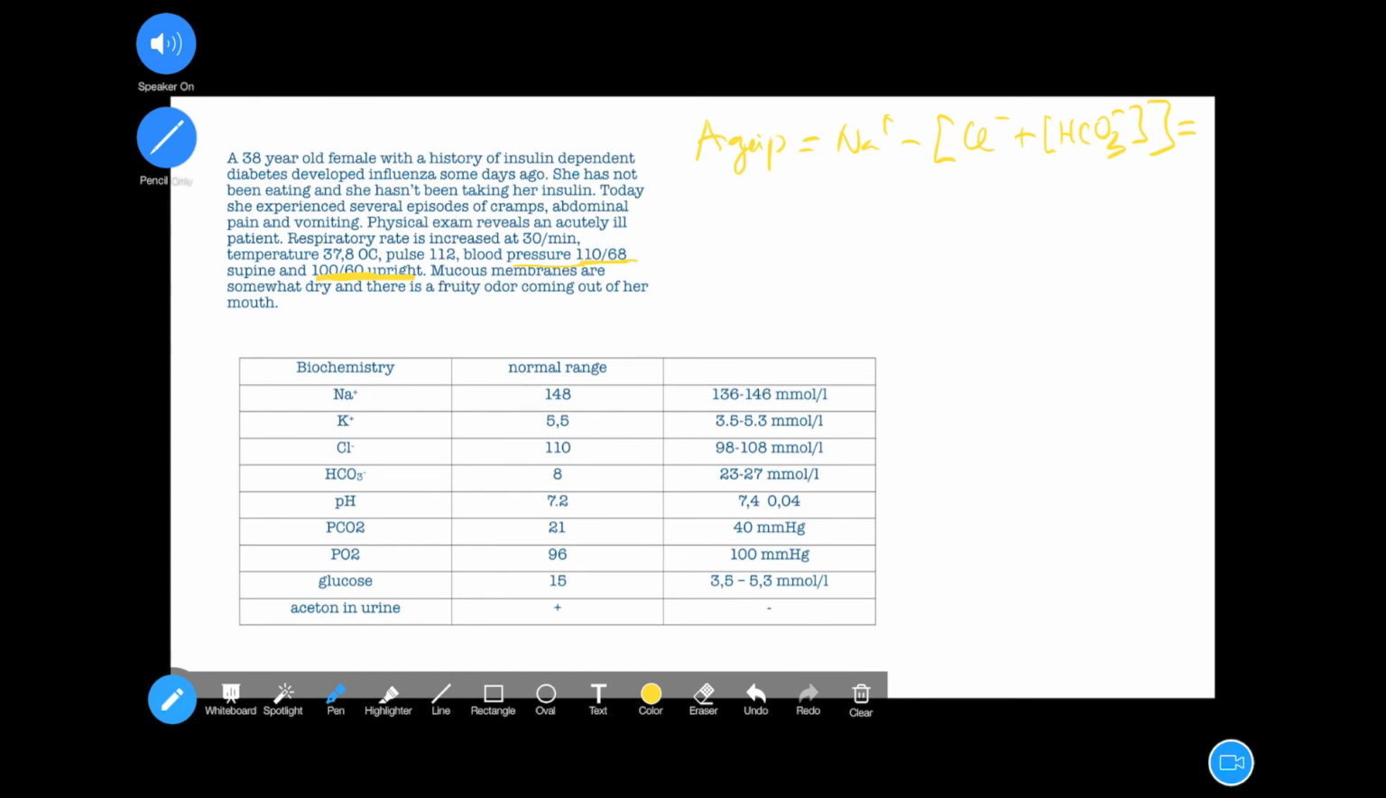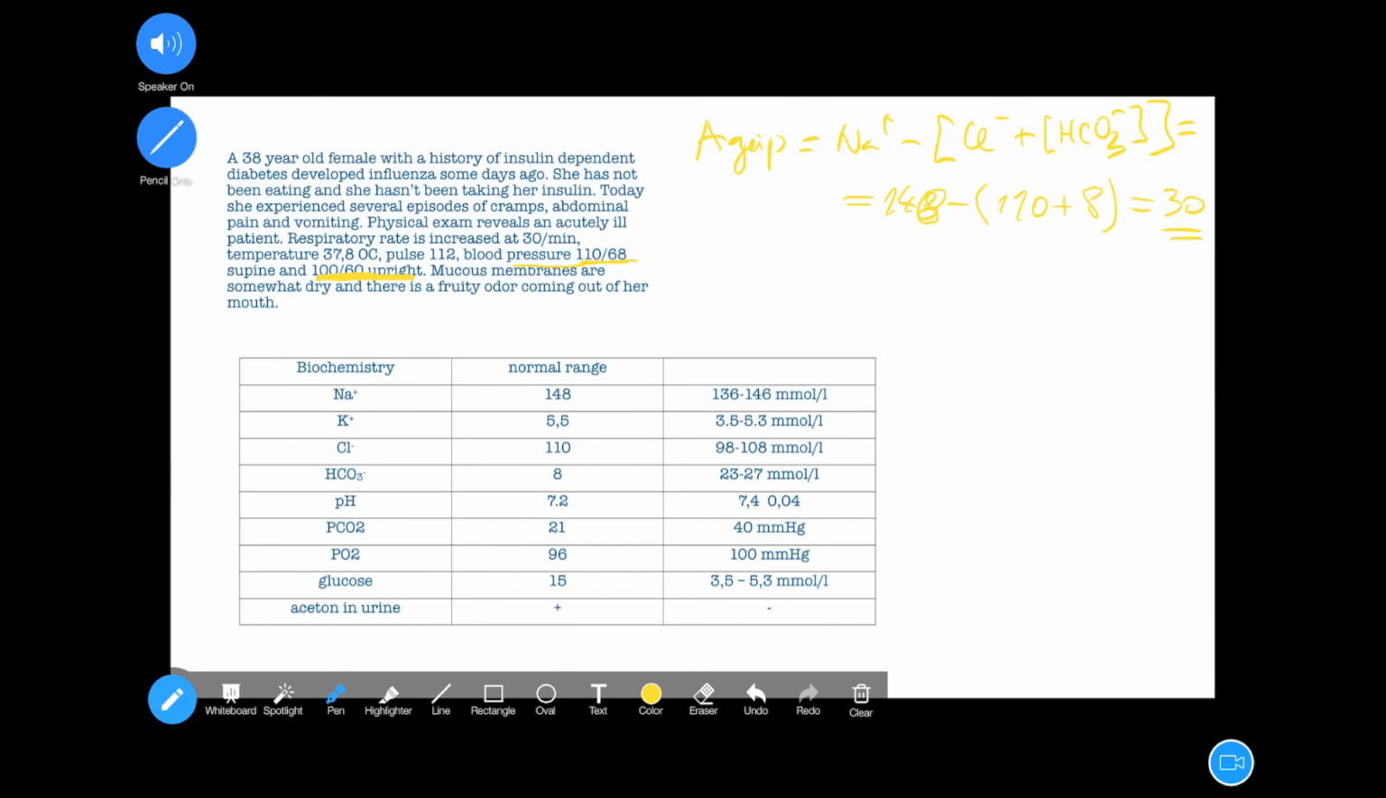So sodium is 146 minus chlorides are 110 plus bicarb is 8. So how much is this? 30. Yeah, I'm sorry, this should be 8. So it's 30. Yeah, very good. So the anion gap is 30. This is increased anion gap.